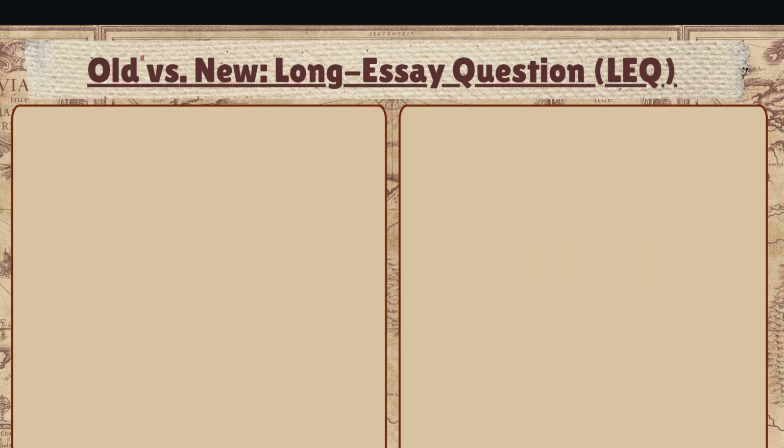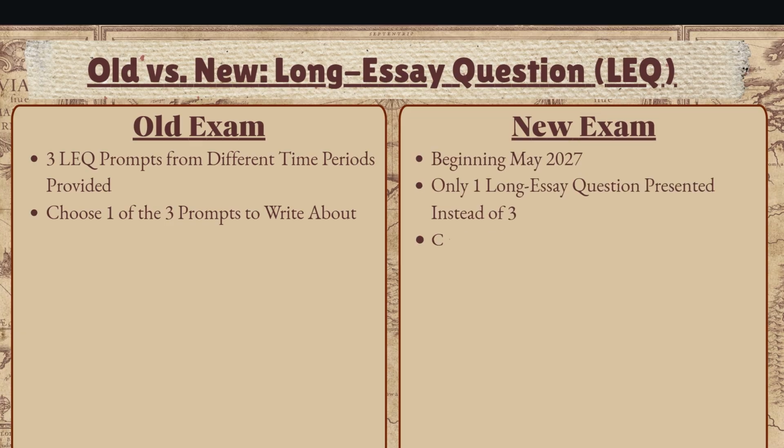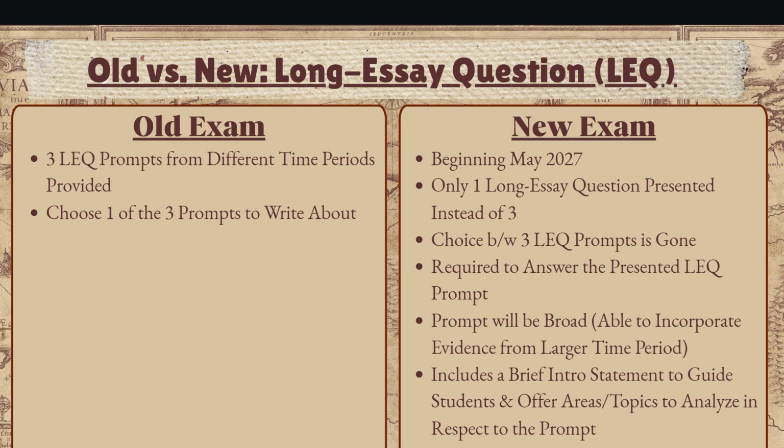Finally, the LEQ. During the old exam, you get provided with 3 LEQ prompts from different time periods, and you just choose one of the 3 prompts to write about. So whatever you know the most about, you typically choose that one and write about that. However, now during the new exam, which again starts in May 2027, instead of giving you the choice of choosing one of the 3, they're just going to provide you one question in the form of a prompt, and you won't get to choose anymore. It's just the prompt they give you. You have to do that.